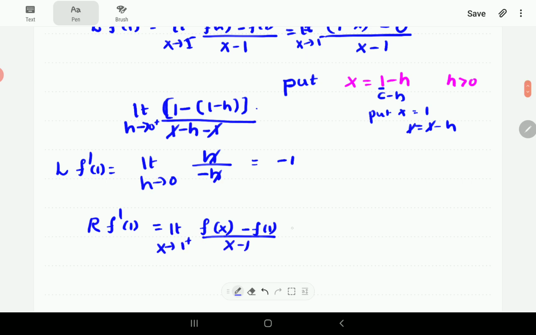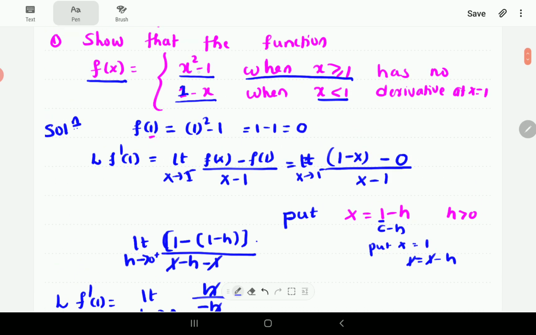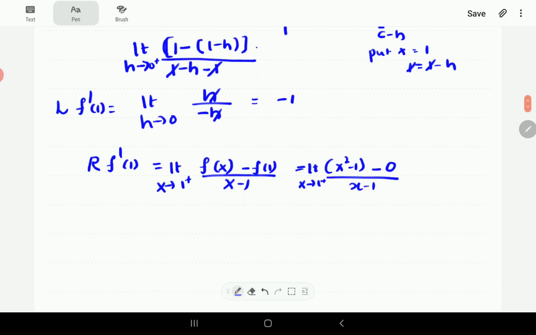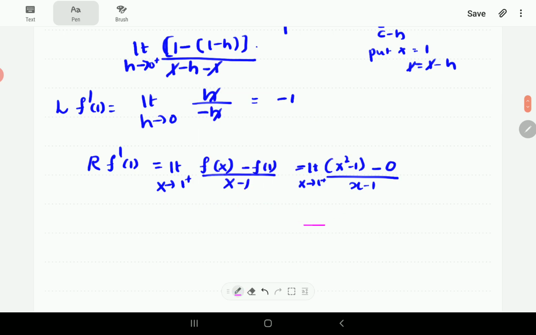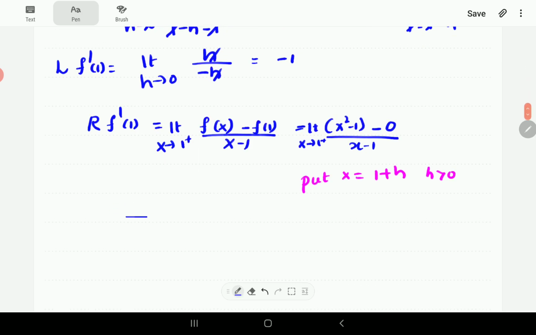Okay, so this is equal to, as you know, as x is greater than 1, so this is our function x square minus 1, and f at the point of 1 is 0 upon x minus 1. This is limit as x is tending to 1 plus. Okay, so because it is right hand limit, we have to put x as 1 plus h, and h is greater than 0, which is positive.